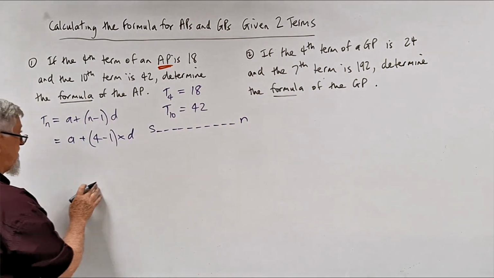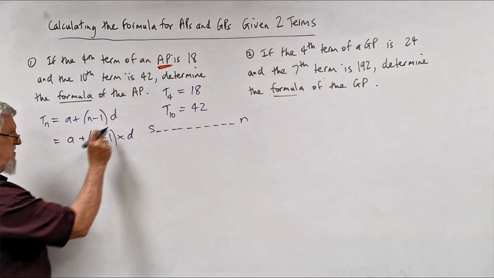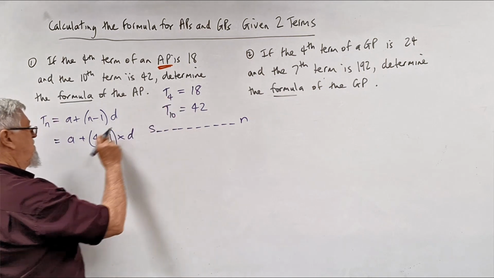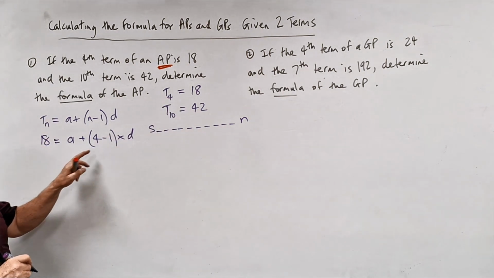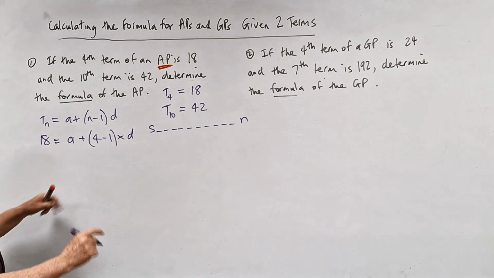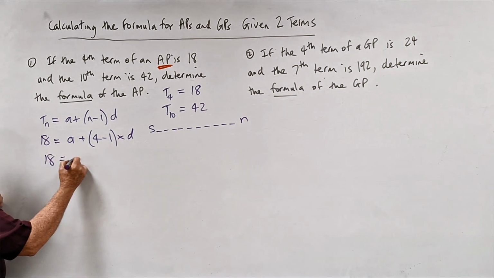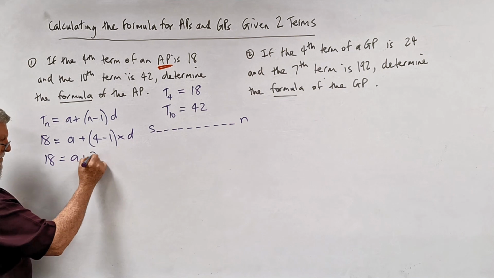Interesting part. So let's go back to here. So the a we don't know, the d we don't know, the position is 4. Where does the 18 go? It goes there. Oh my goodness, you can see how often I've seen people write 18 there. So what are we left with? We've got 18 equals a plus 3d.